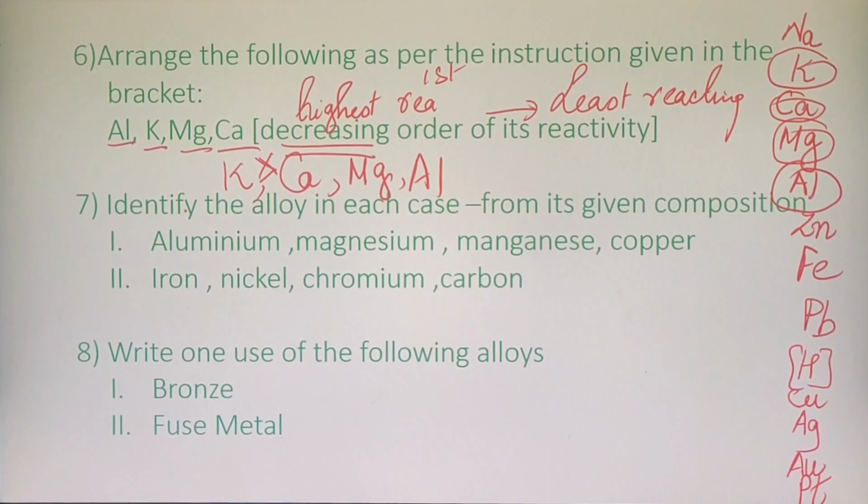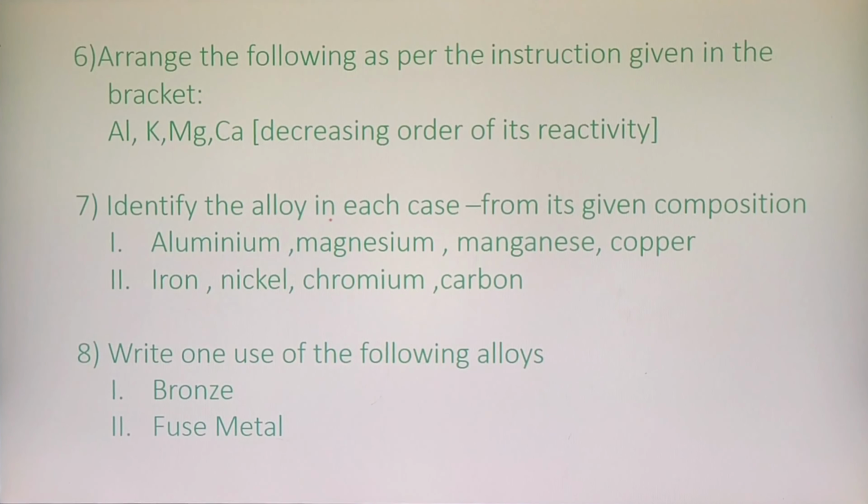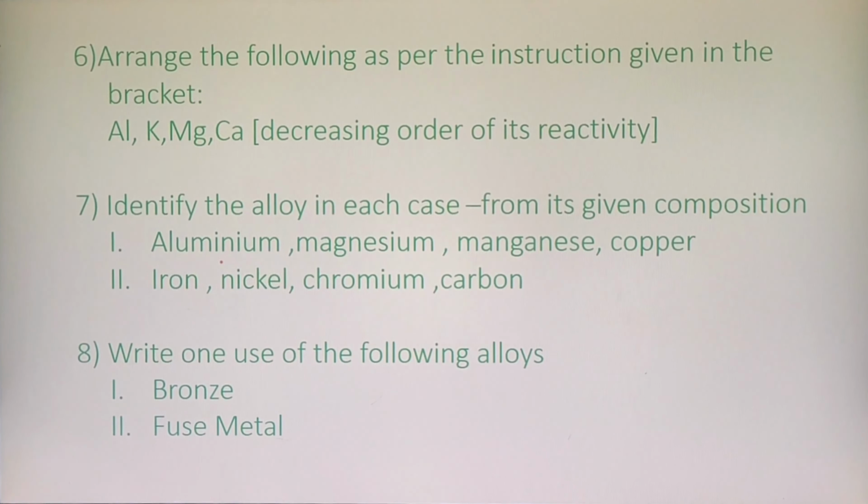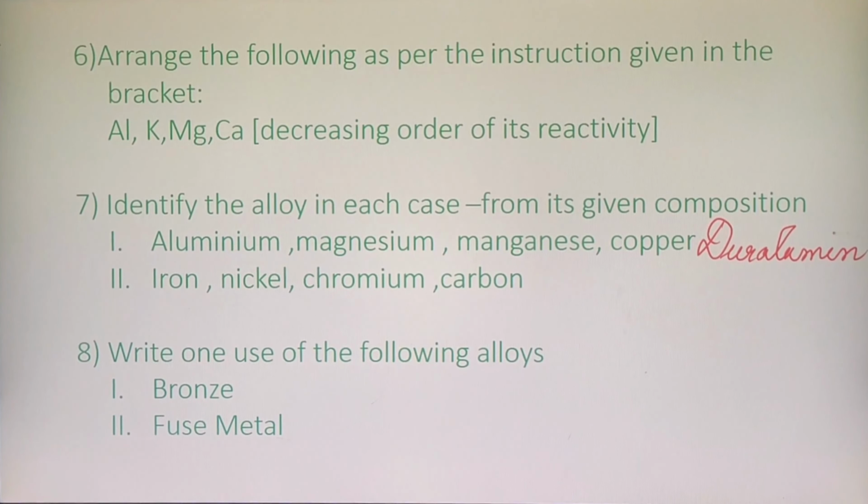Next question. Identify the alloy in each of the given cases. So you are given a list of metals. You have to find out which alloy is made from the following metals. Aluminium, magnesium, manganese, which is Mn, and copper. The name of this alloy is duralumin. Am I clear? Please remember, whenever aluminium, magnesium, manganese and copper are there, the alloy that is made from this is called duralumin.